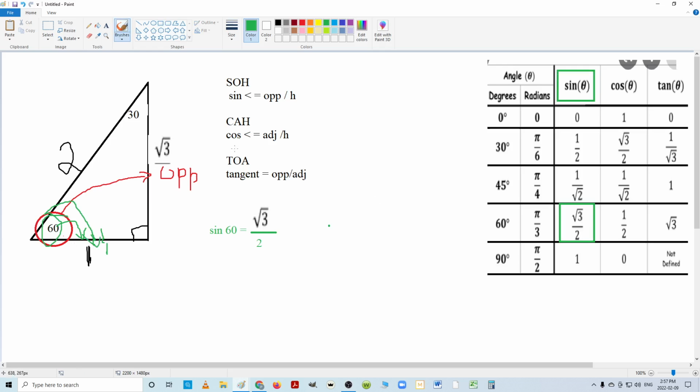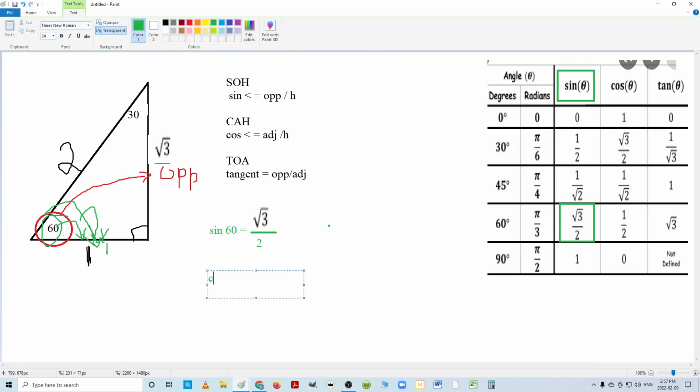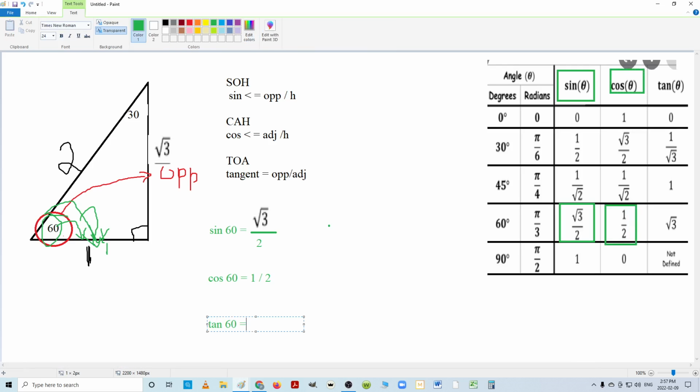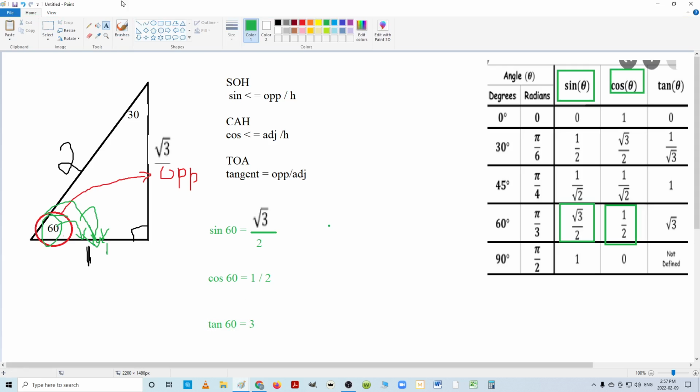And as we continue, let's do the cosine of this angle. What's the cosine? It's the adjacent over the hypotenuse. What's the adjacent? It's 1. What's the hypotenuse? 2. So we get the cosine of 60 is equal to the adjacent 1 over 2. And boom, we get this one right over here. And as we continue, the tangent of 60 is equal to the opposite, square root of 3, over 1, which is just square root of 3, right? So opposite over the adjacent. And that's where we get this one right here.